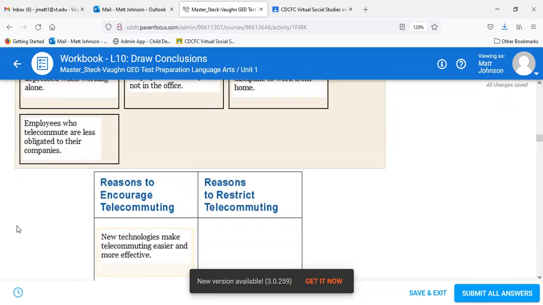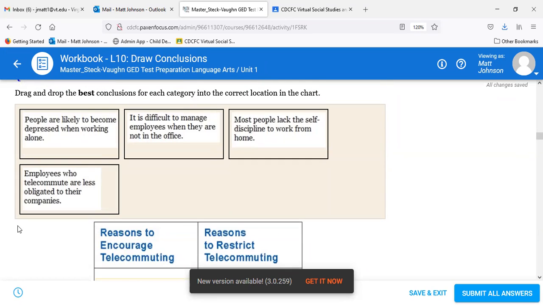And then finally, we need 2 reasons for restrictions. People are likely to become depressed when working alone. Not so much. People lack self-discipline. It is difficult to manage employees when they are not in the office. Yeah, this one. Employees who telecommute are less obligated to their companies.